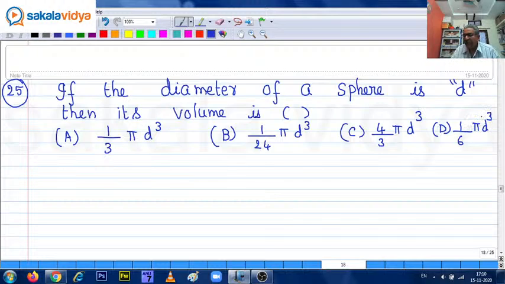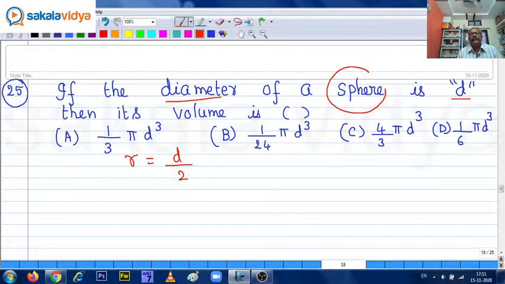Even though it is in the mensuration chapter, as far as three-dimensional figures are concerned, whenever the diameter is given, you need to find the radius. We need not find the circumference. Directly find the radius, small r will be d by 2. Substitute in the formula, we get the answer. So the diameter of the sphere is d, so obviously r equals d by 2.